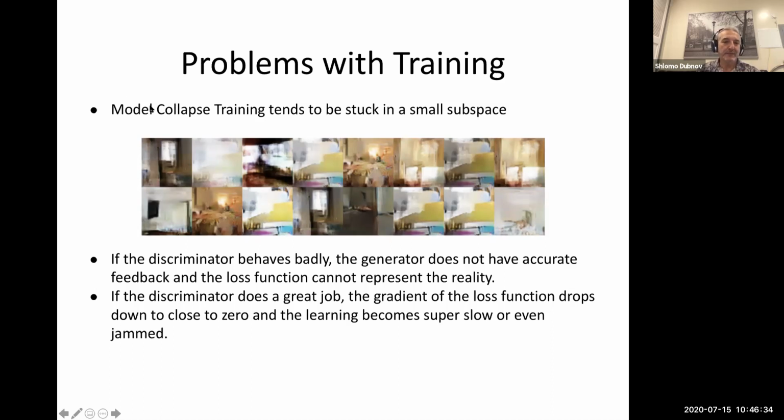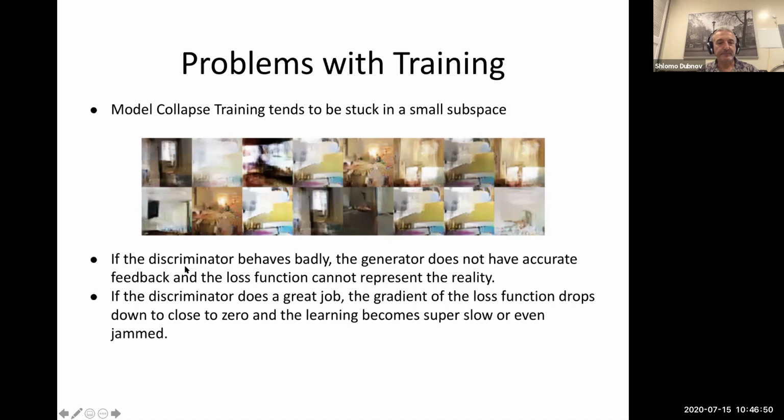It's mode collapse, not model. I have to create mode collapse because from all the modes in the probability, you kind of just stuck to learning a very small subspace of probabilities. Mode collapse.